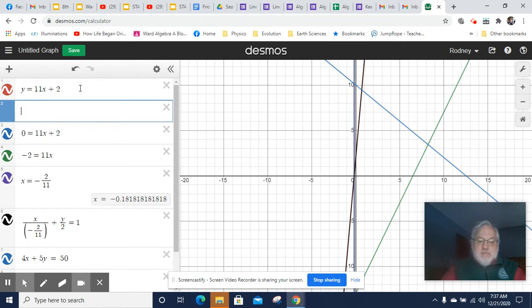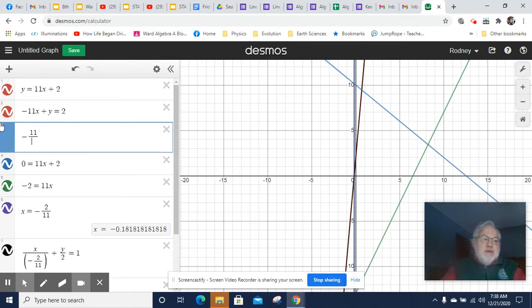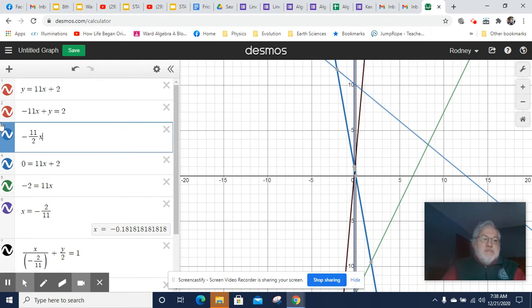So I'm going to subtract 11x from both sides. I'll end up with negative 11x. Basically, I'm moving all the variables to one side. So negative 11x plus y will equal 2. And now I'm going to divide everything in the equation by 2. So that's going to end up being negative 11 over 2 times x plus y over 2 equals 1, because 2 over 2 is 1.